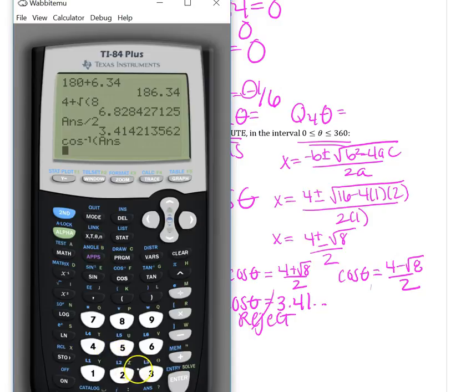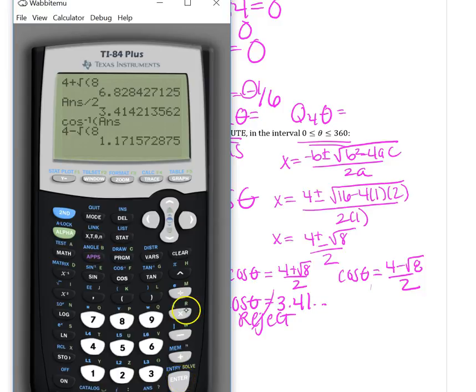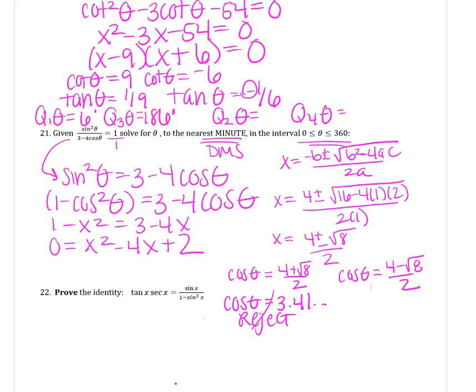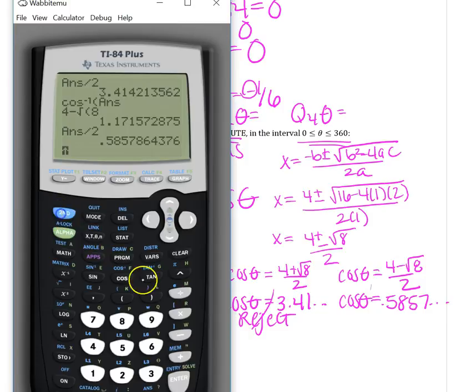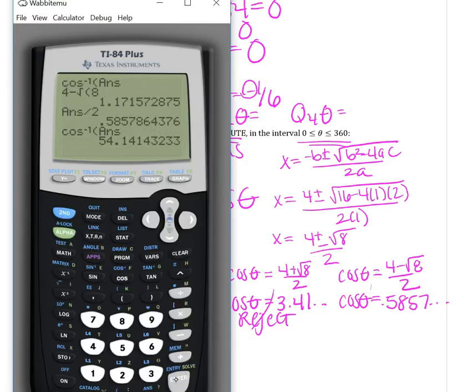Let's see what happens on the other side though. So 4 minus radical 8 divided by 2. Okay, that looks like a number I can work with, 0.5857. Okay, so I'll do second cos of that answer, so 54.14, but we're going to want it to the nearest minute, right? So if cosine's positive, we're going to look in quadrant 1, so that's this reference angle, so second apps, option 4, so 54 degrees, 8 minutes.